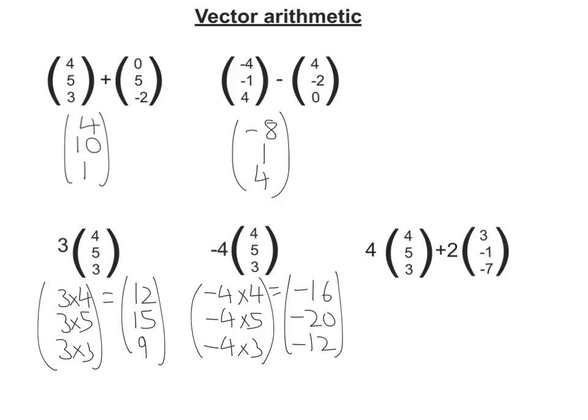Now, for this last one here, we've got some multiplying by scalars and then we add them together. So we do the multiplying first. So let's speed this up. We're going to multiply all of the components by 4 in the first vector. So that becomes 16, 20, and 12. We multiply everything in the second vector by 2. So it becomes 6, negative 2, and negative 14.